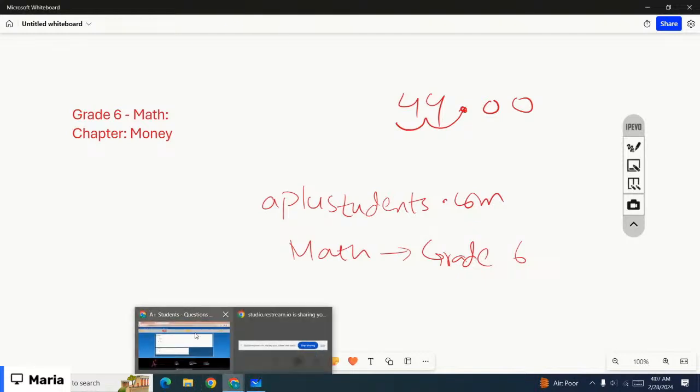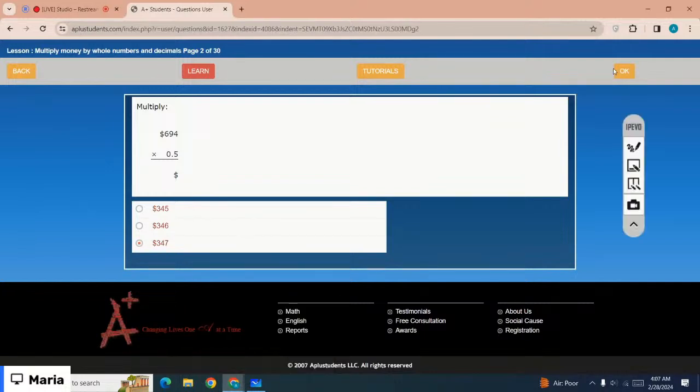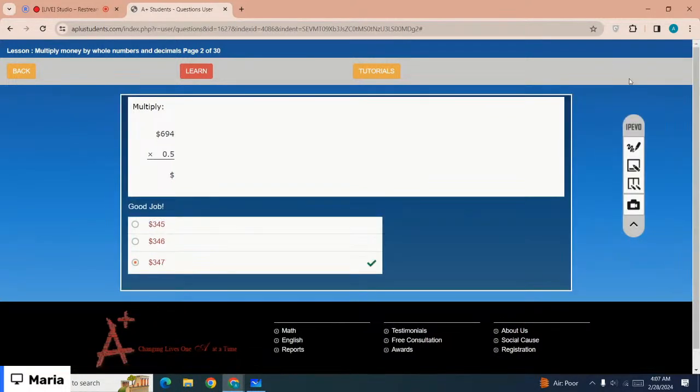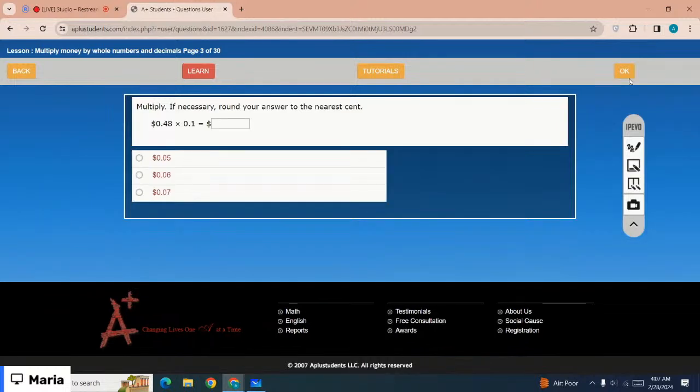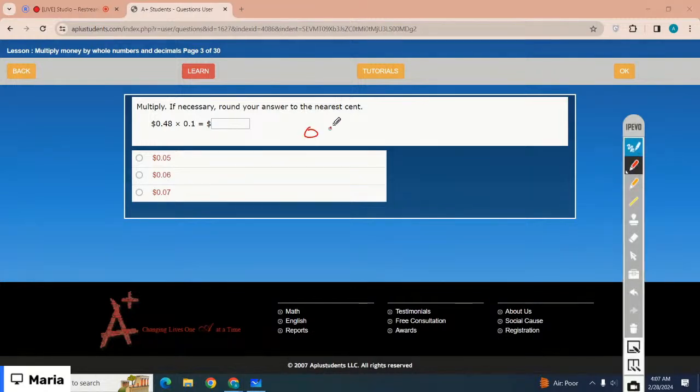Let's do the next example. For the first number, you must have 2 decimal places. Just look at the example I am on right now, that is 0.48 times 0.1, right? 0.48 has 2 decimal places and 0.1 has 1 decimal place. So the answer must have 2 plus 1, 3 decimal places. Got it?